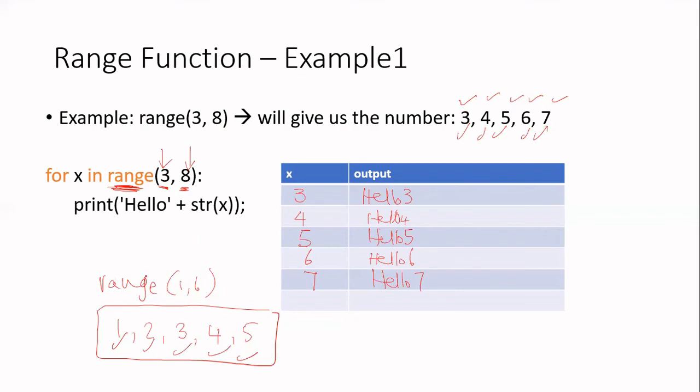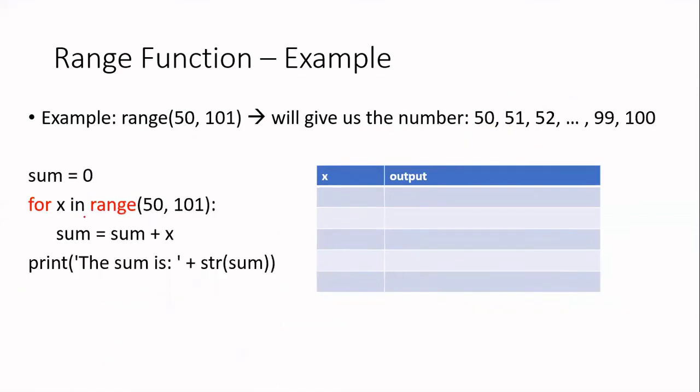So in both instances, we have a situation where the loop executes 5 times, but when the range was 1, 6, the values that the loop counter will take are the numbers 1 to 5. And when the range is 3, 8, the values that the loop counter will take is 3 to 7. So the number of times the loop will execute is the same in both cases, but the numbers that are generated by the loop counter are different. That's an important point for you to take note of.